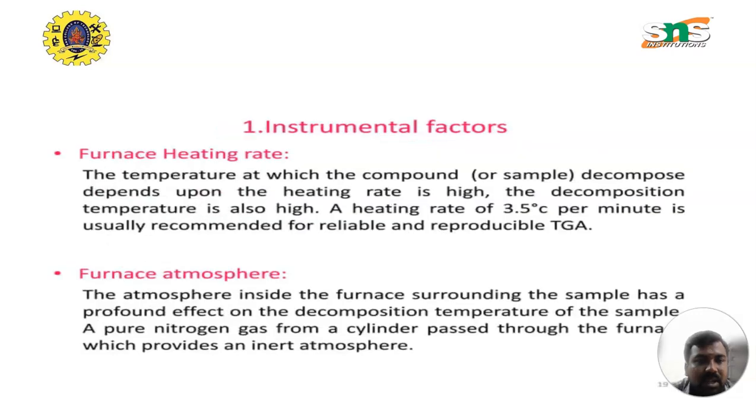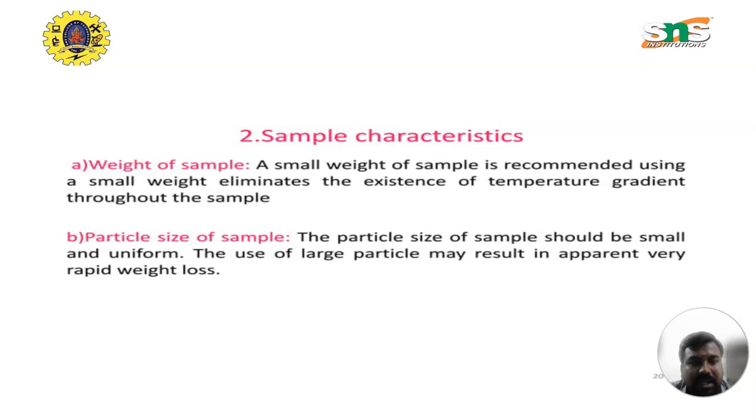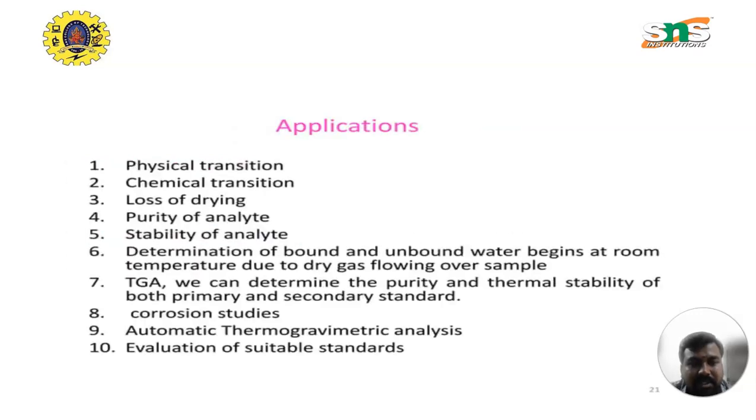Then instrumental factors, furnace heating rate and furnace atmosphere. The temperature at which the compound decomposes depends upon the heating rate. If the heating rate is high, the decomposition temperature is also high. The heating rate of 3 to 5 degrees Celsius per minute is usually recommended for reliable and reproducible thermogravimetric analysis. The furnace atmosphere, the atmosphere inside the furnace surrounding the sample, has a profound effect on the decomposition temperature of the sample. A pure nitrogen gas from a cylinder passed through the furnace provides an inert atmosphere. So these are sample characteristics based on the weight of the sample and the particle size of the sample.